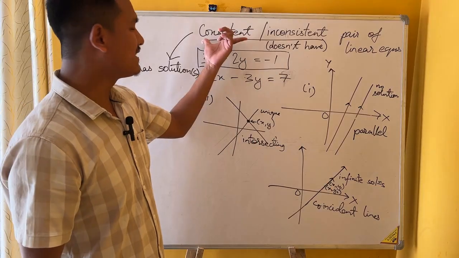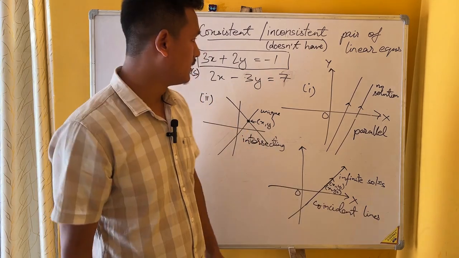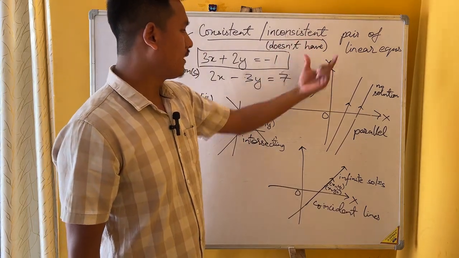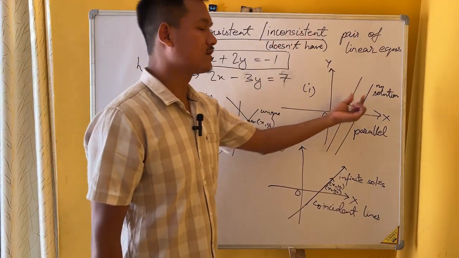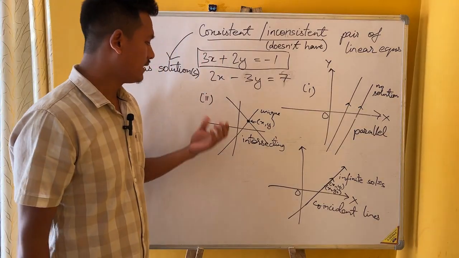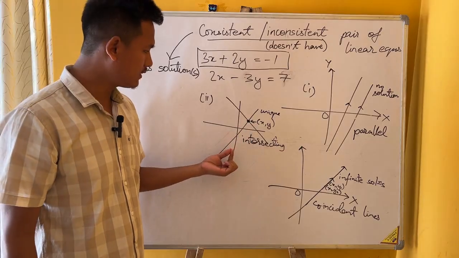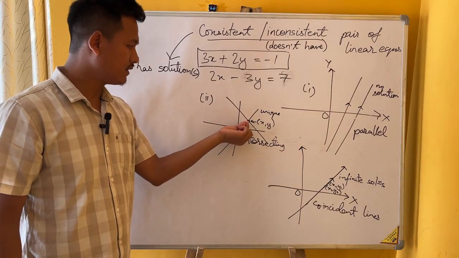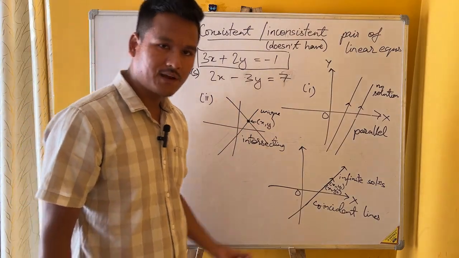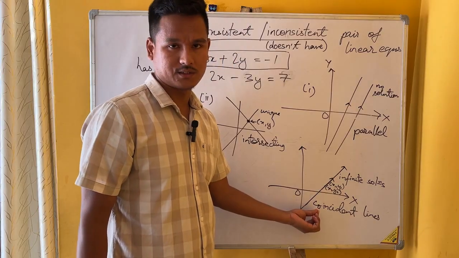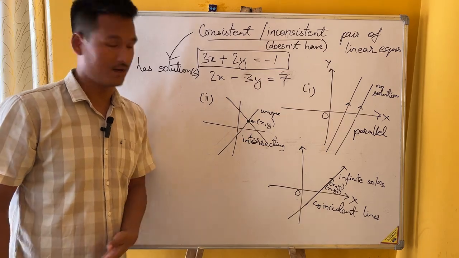So consistent pairs are either intersecting or coincident, while the inconsistent pair is only the one which is parallel. Inconsistent means it does not have a solution. Consistent means it has a solution. Either it will have only one solution, and when we have one solution, the lines are intersecting. That solution we call a unique solution. When it has infinite solutions, the lines are coincident. So with this, I hope you understood. We'll move on to the problems ahead.